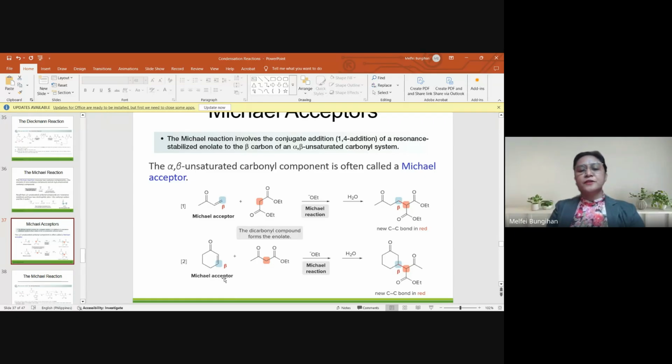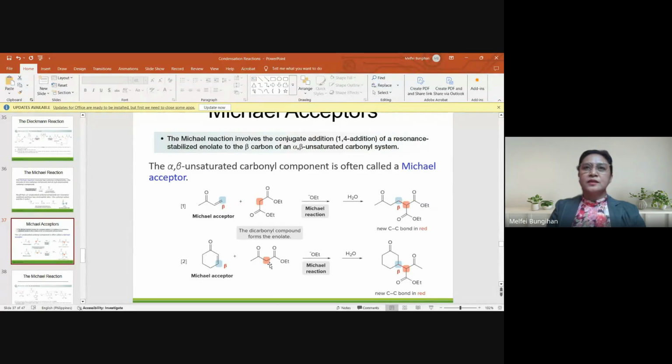Now, if your Michael acceptor is this one, your cyclic alpha beta unsaturated cyclohexanone, same. We have a different, of course, dicarbonyl compound. You will form this CC bond. You just have to look at where will be the formation of your CC bond. So it is at the beta position where there is a formation of a bond, and not at the carbonyl.